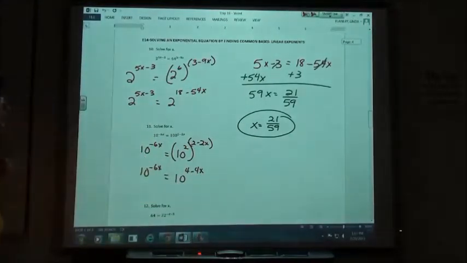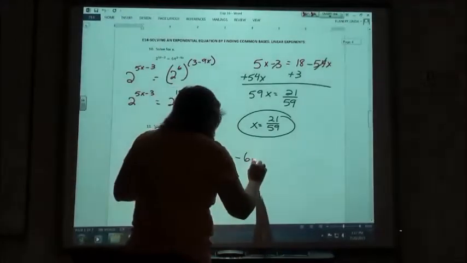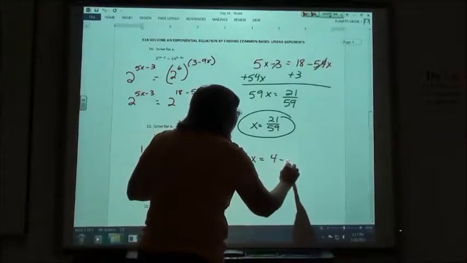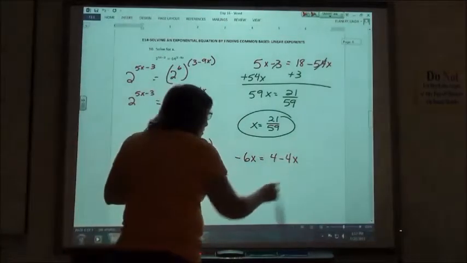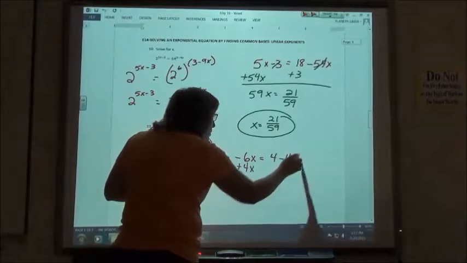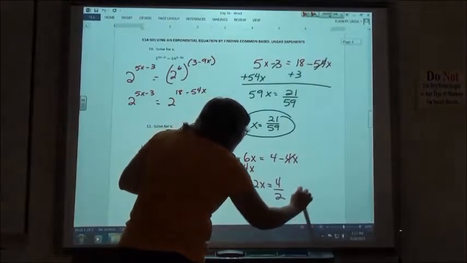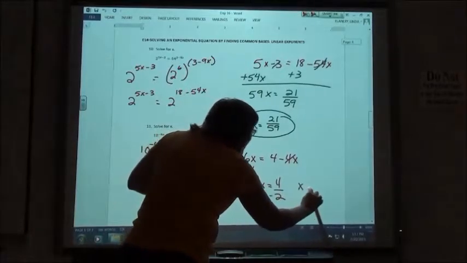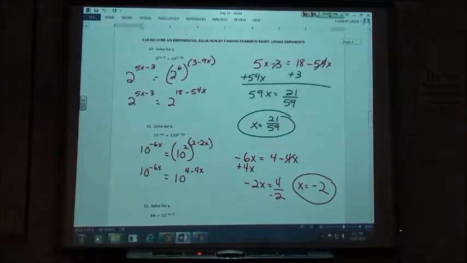Now that my bases are the same, my exponents could be set equal to each other. Negative 6x would equal 4 minus 4x. So solving that, I'll go ahead and add my 4x to move it over. Negative 2x would equal 4 when I divide. X is going to equal negative 2. 4 divided by negative 2 is negative 2.